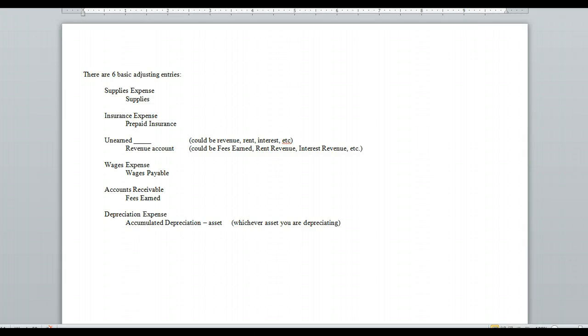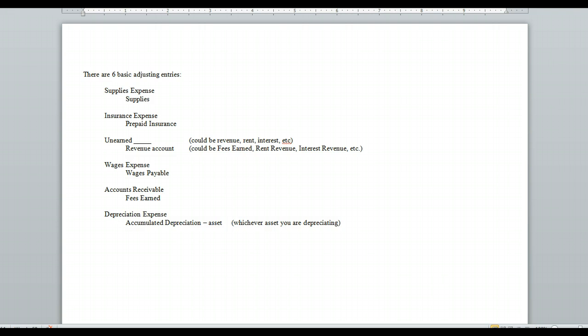Chapter 3 is all about the adjusting process. We've learned how to make our everyday normal transactions. We've learned how to post those. We've learned how to make our unadjusted trial balance. So now Chapter 3 is focusing on our adjusting entries.